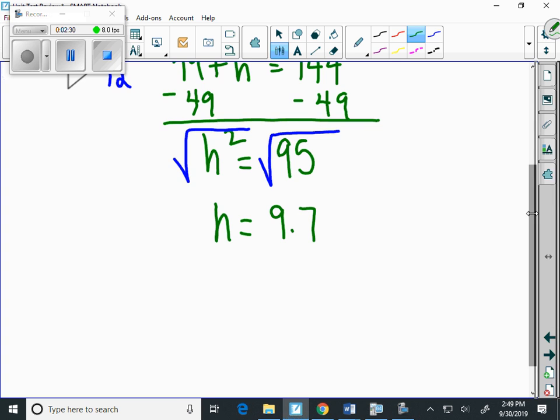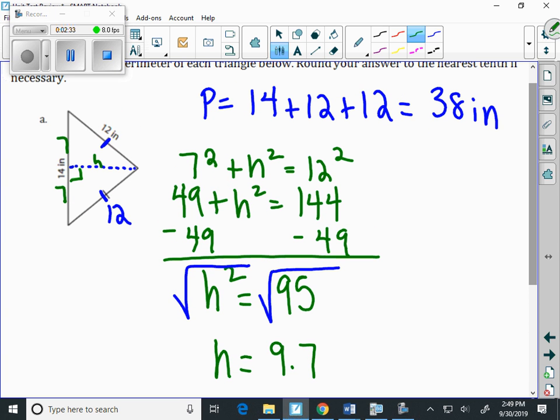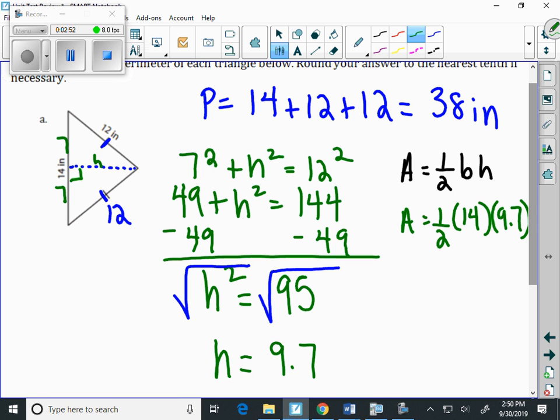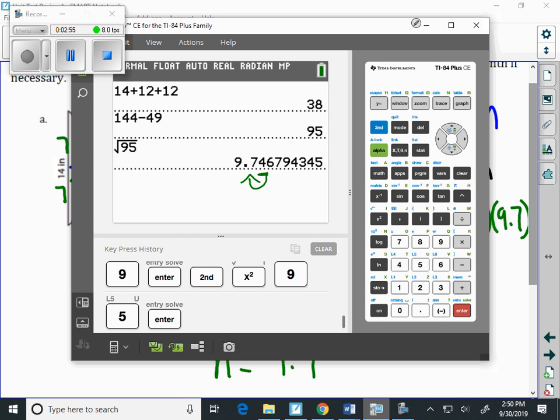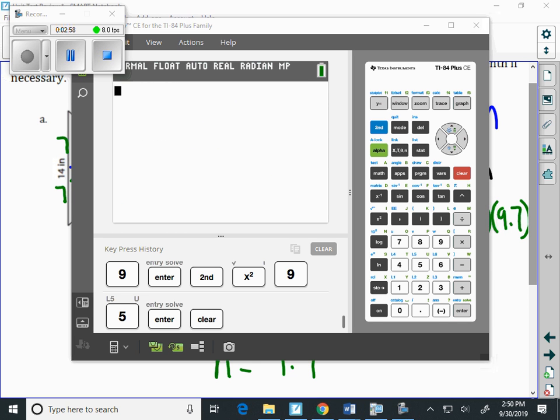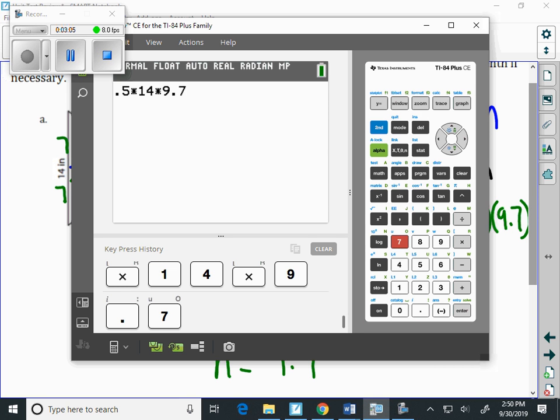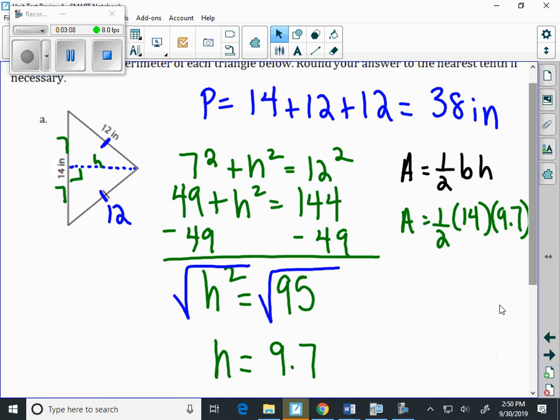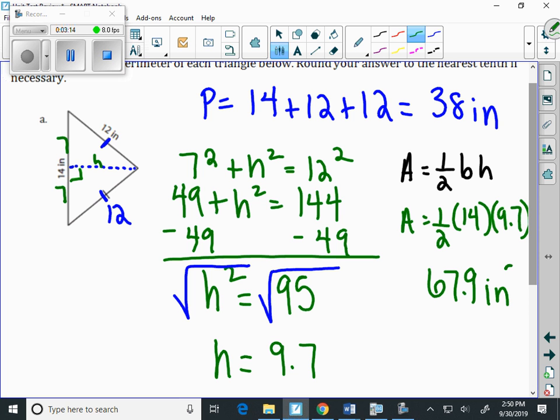We want to find the area. We found the perimeter already, but we want to find the area. The formula for the area of a triangle is 1/2 times the base times the height. And our base is 14. And our height is the value we just found, the 9.7. So we can type that in, and it's 0.5 times 14 times 9.7. 0.5 is the same thing as 1/2. We get 67.9. And we're working with inches, so this is going to be inches squared.